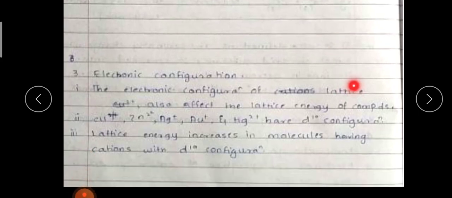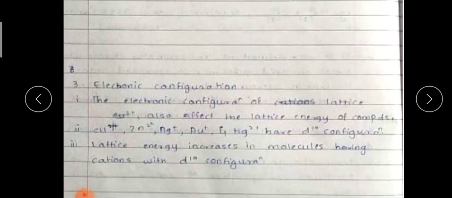Then next is the electronic configuration of the cation. The electronic configuration of the cations in the lattice also affects the lattice energy of the compound. Example is given: Cu2 plus, Zn2 plus, Ag plus, Au plus. Lattice energy increases in the molecules having cations with d10 configuration. These are the three parameters on which the lattice energy is based.